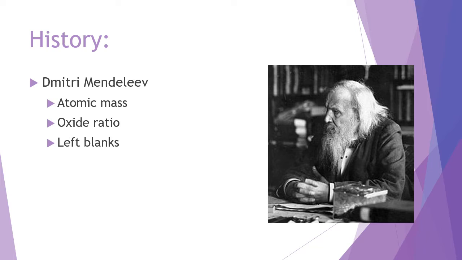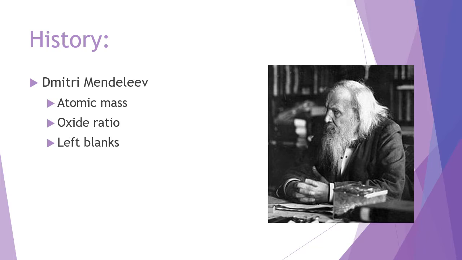The first periodic table that was recorded that we are aware of was created by a gentleman named Dmitry Mendeleev. He organized his periodic table by first ordering the elements in order of increasing atomic mass, and then breaking them into columns using their oxide ratios.